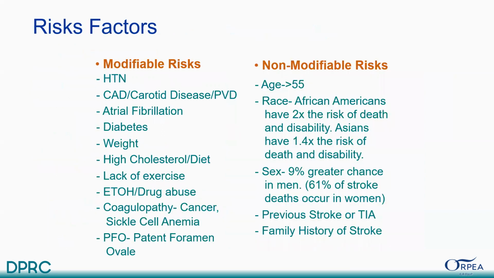What are the risk factors for stroke? There are modifiable and non-modifiable risks. The modifiable ones are hypertension, carotid disease, atrial fibrillation, diabetes, weight, high cholesterol, lack of exercise, drug abuse, and coagulopathy. The non-modifiable risks are age, if the patient is above 55, race, if African American, a 69% greater chance in men and 61% of stroke deaths occurring in women, and also previous stroke or TIA, and family history of stroke.